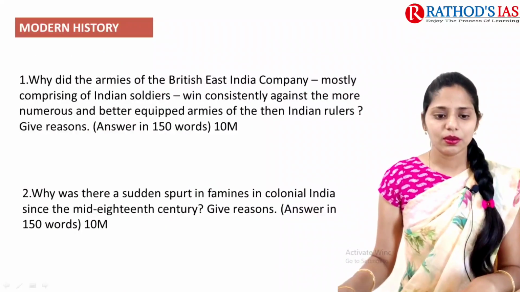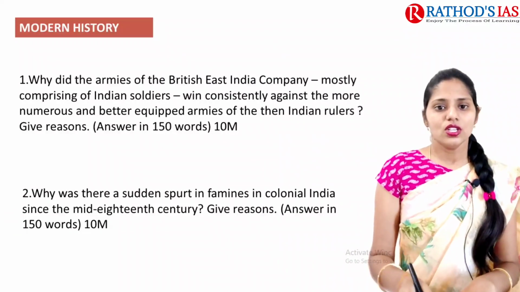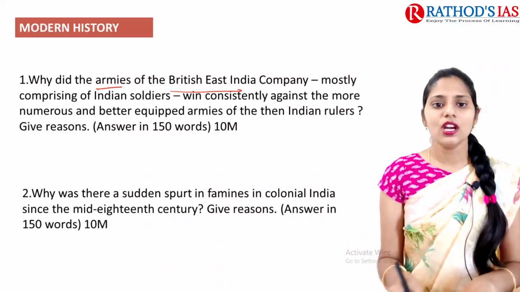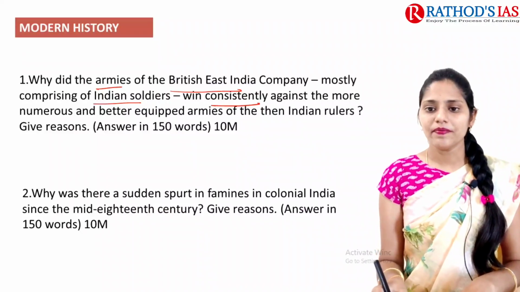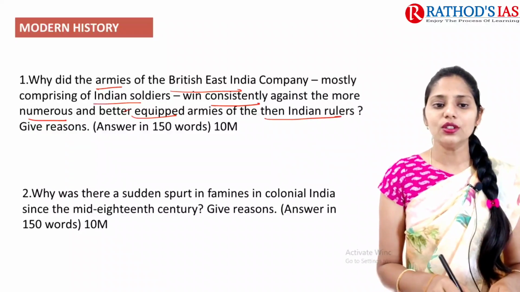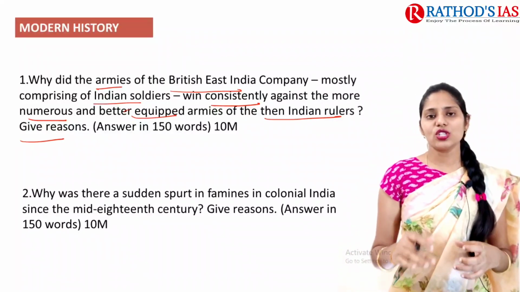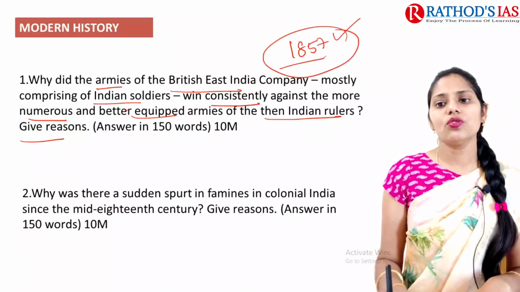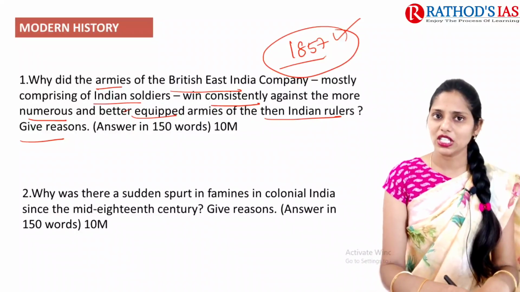And the second one is from modern history. As I said, from modern history we have 2 questions. The first question is: why did armies of the British East India Company, mostly comprising Indian soldiers, win consistently against the more numerous and better equipped armies of the Indian rulers? Give reasons. This is a very expected question, because as we all know, before this revolt of 1857, we had a good number of Indian soldiers in the army of the British East India Company.